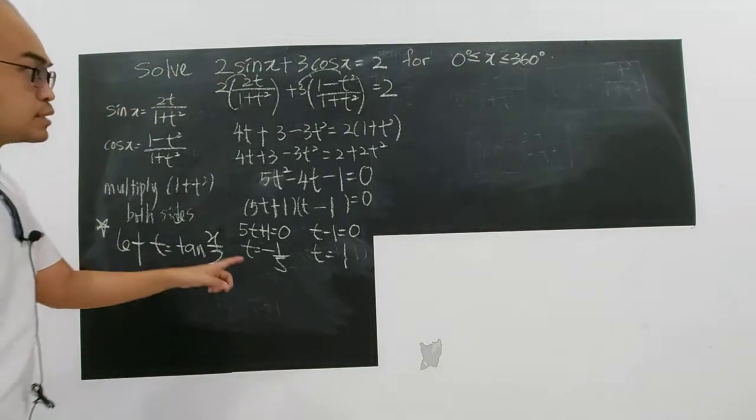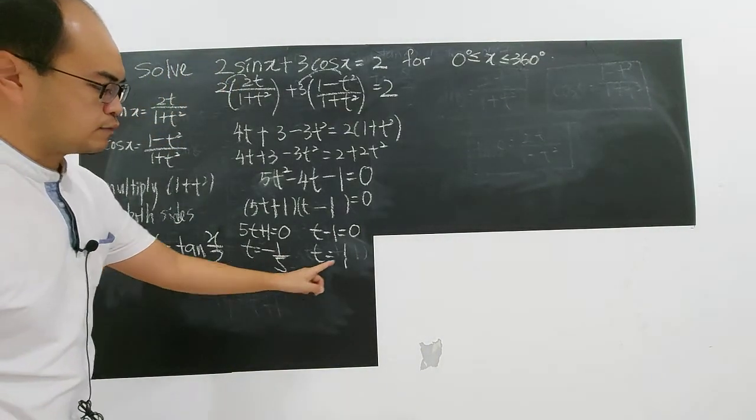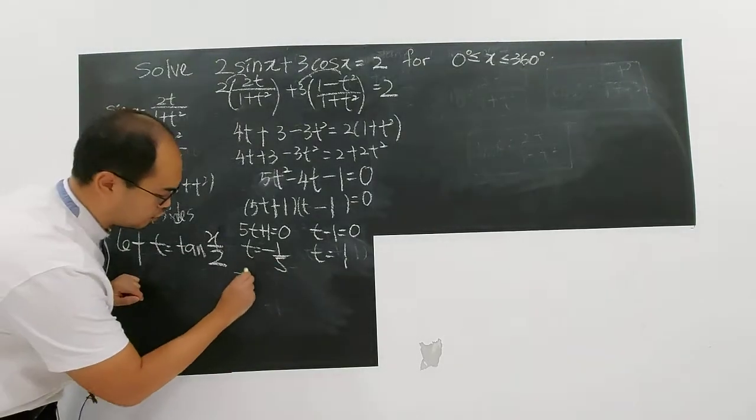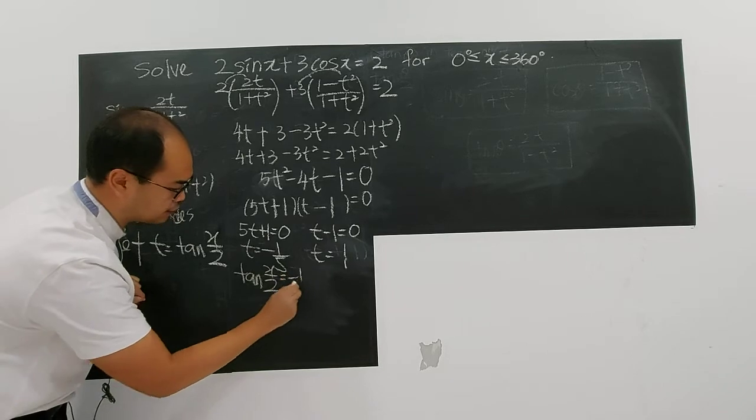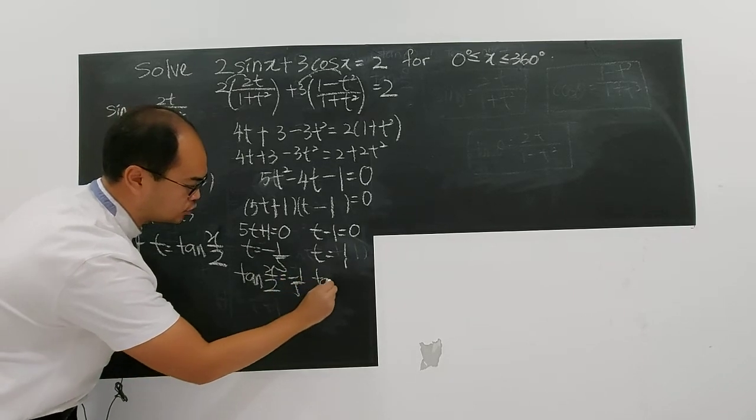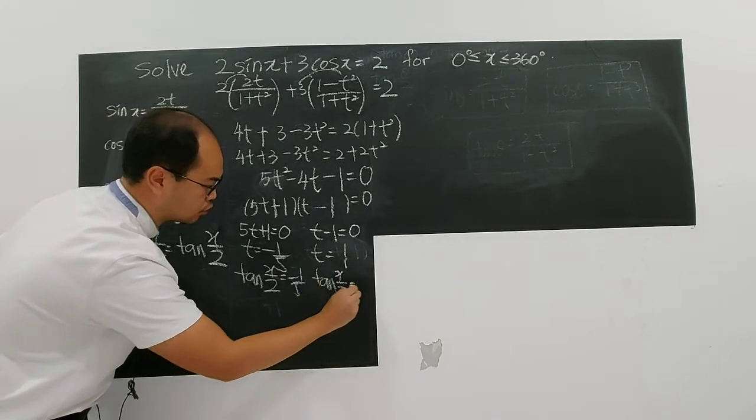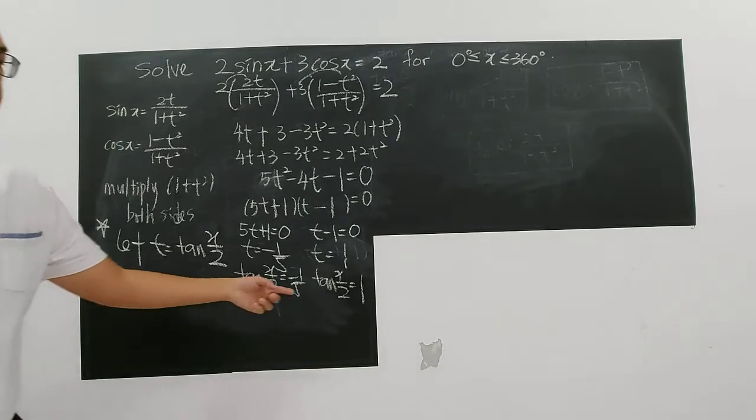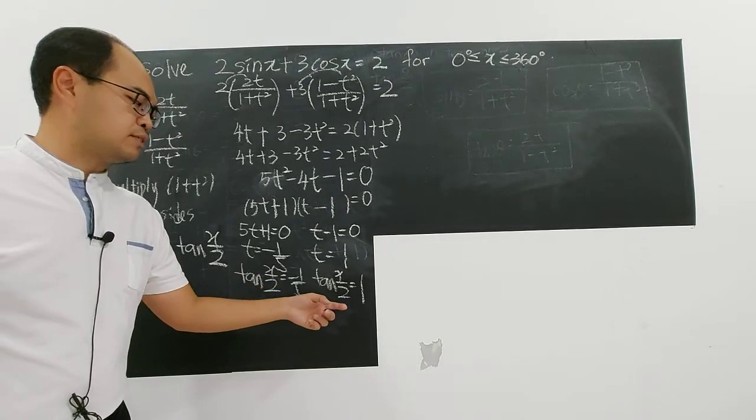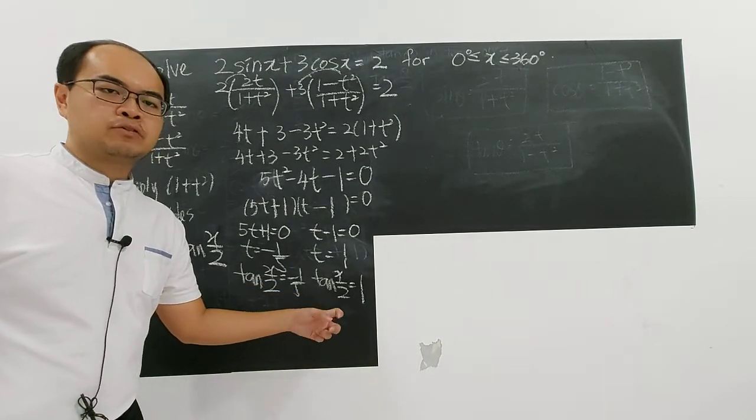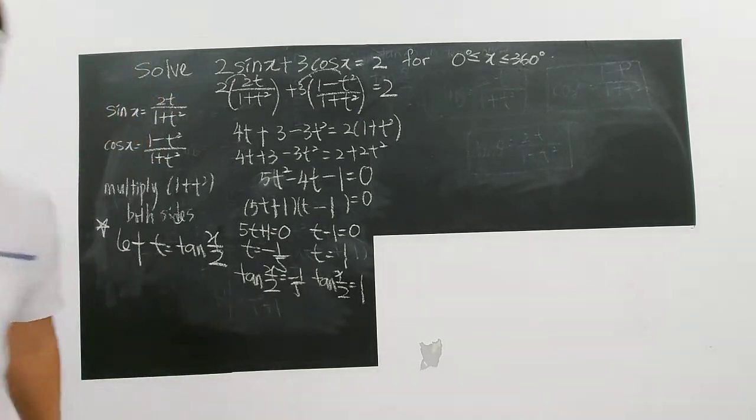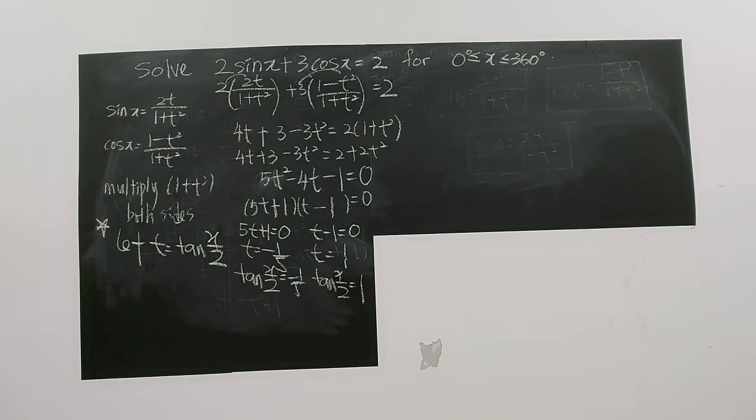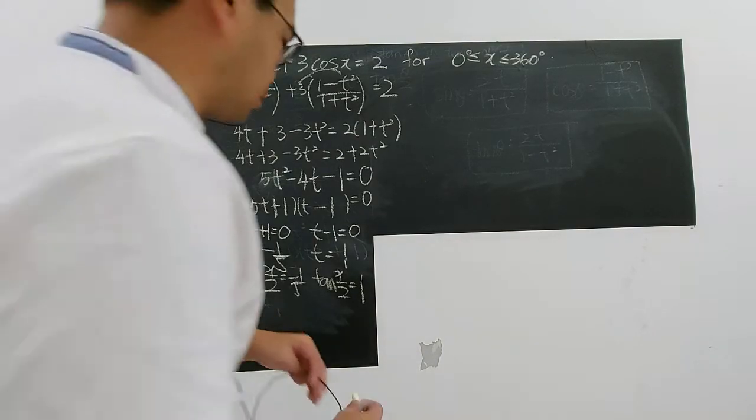So now, what is t equals to negative 105? T equals to 1. So you know that tangent x over 2 equals to negative 105, and tangent x over 2 equals to 1. Now this one becomes the very first part of 7.3, where we learn how to solve a simple trigonometric equation. So now let's see how to solve this equation.